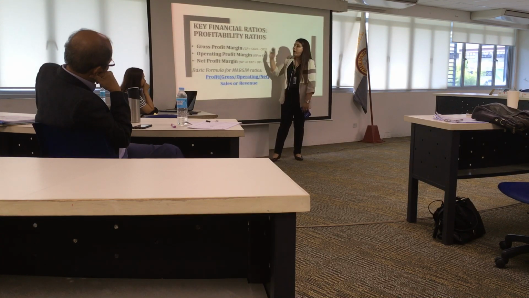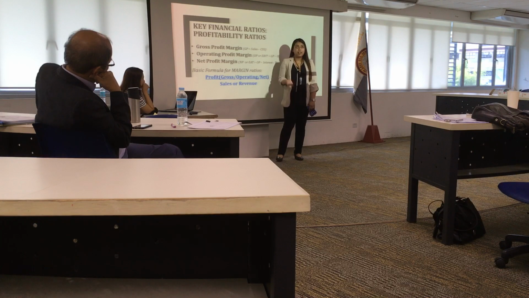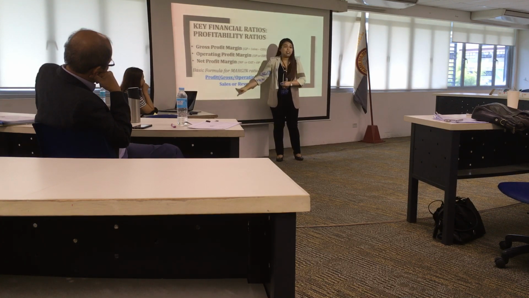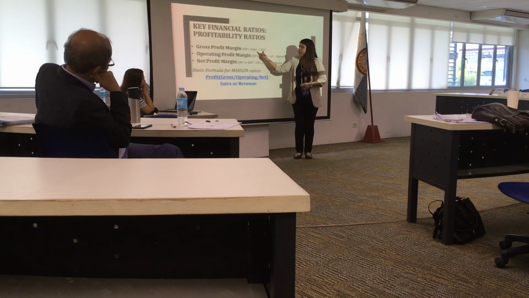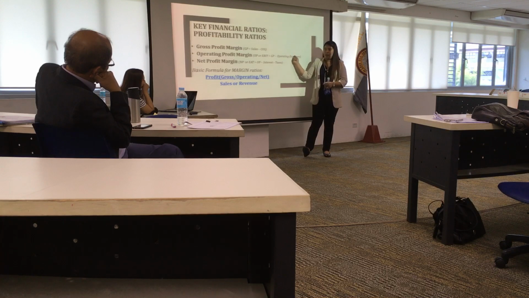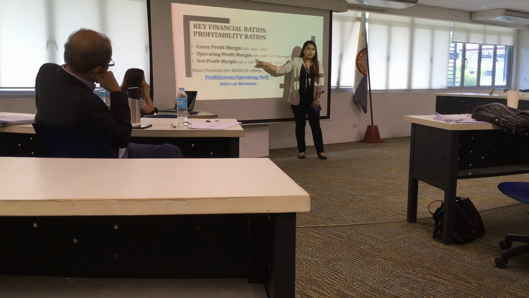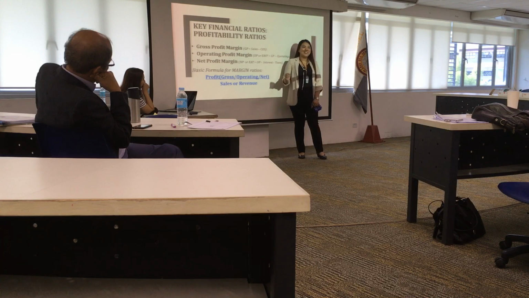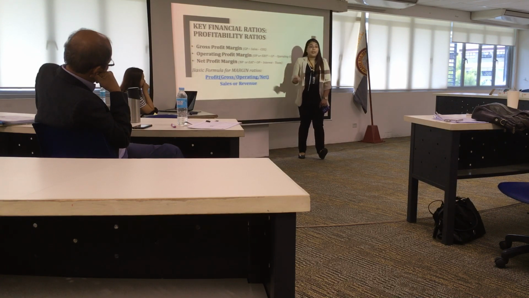Next, operating profit margin. It is the relationship between the operating profit and sales or revenue. So the numerator this time shall be further deducted with the operating expenses to get the OP. Sometimes the term used in the financial statement would be earnings before interest and taxes. Sometimes the term would be operating income. So they all pertain to the same thing. It will be operating profit.